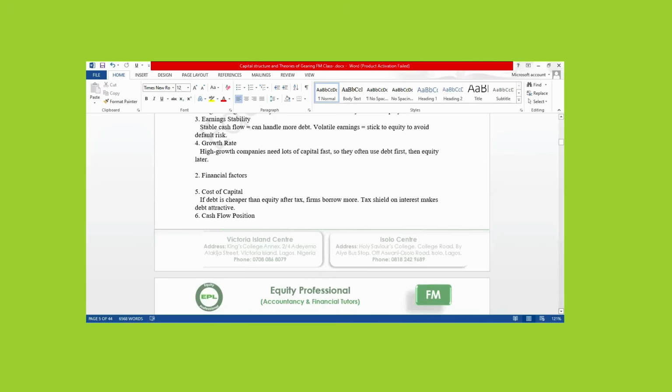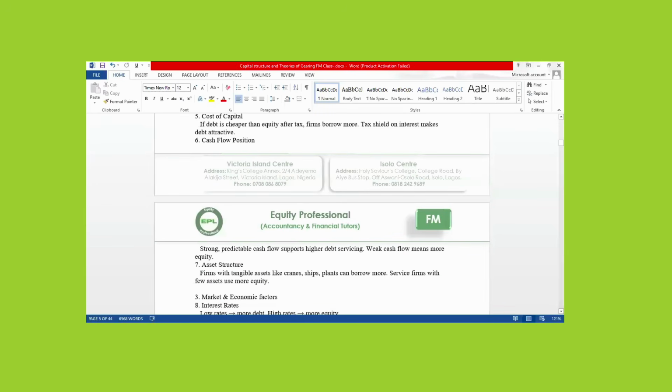Number 6, cash flow position. A company with strong, predictable and reliable cash flow supports higher debt, meaning that if you have a stable cash flow, if you have a strong cash flow, you can easily borrow money to finance your business. If your cash flow is predictable and reliable, such a company can use debt finance in its capital structure.